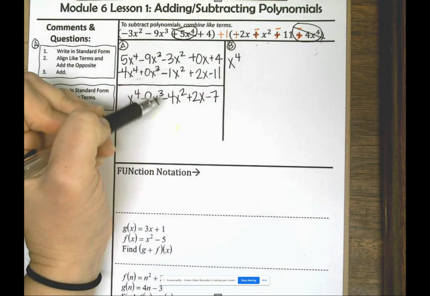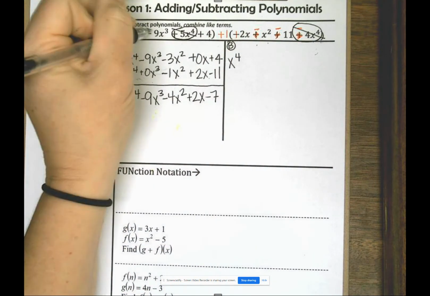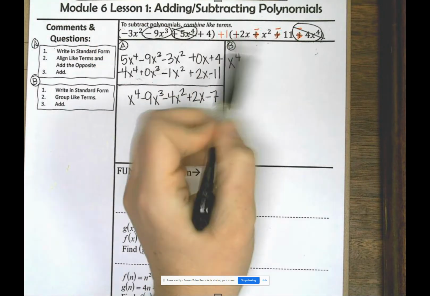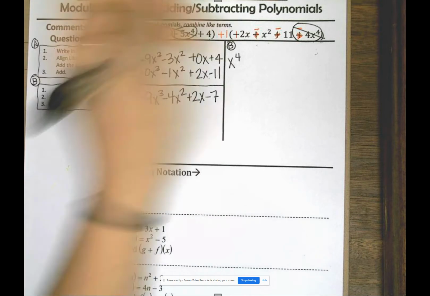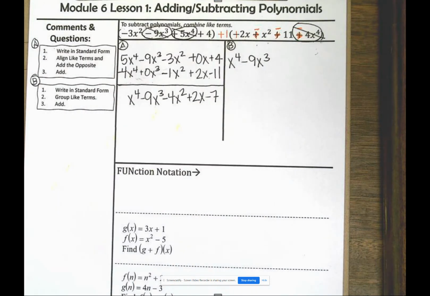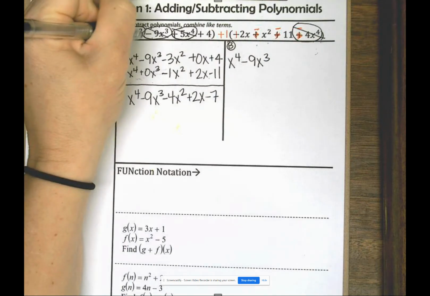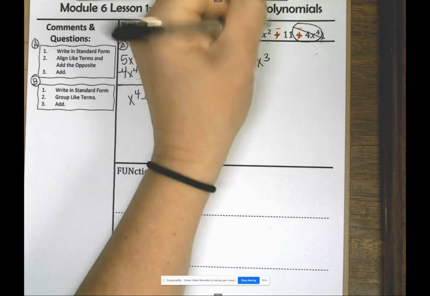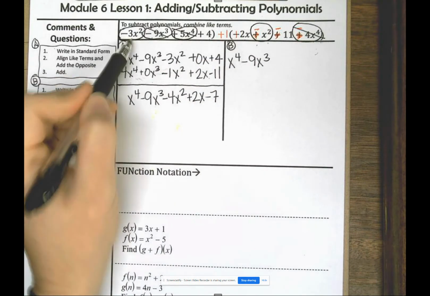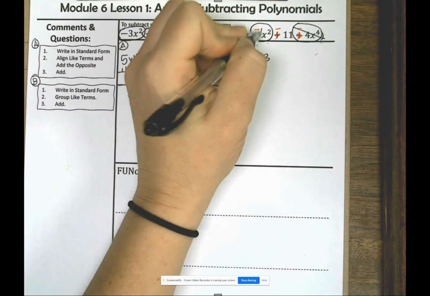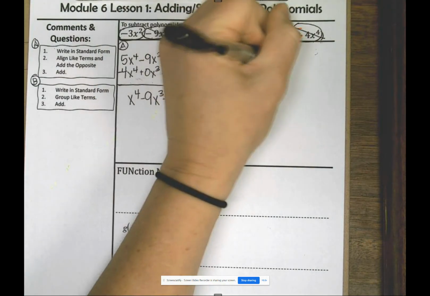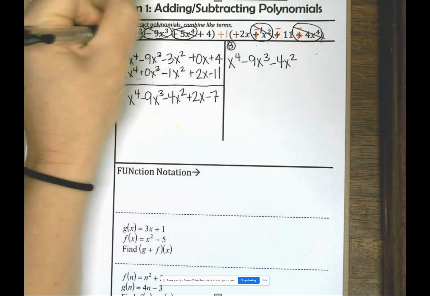Now I'm going to go to x cubed. So I have negative 9x cubed here. I'm just continuing to go in descending order. I don't have an x cubed here, so I'm just simply going to write that as is. Minus 9x cubed. Now looking for all of my x squared terms. I have a negative 3x squared here and a negative x squared here. And when I combine negative 3 and negative 1, which can be assumed right there, that is going to give me negative 4x squared. Cross those out now that I've used them.